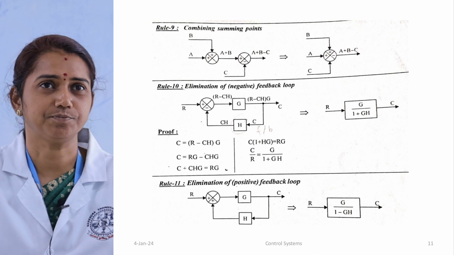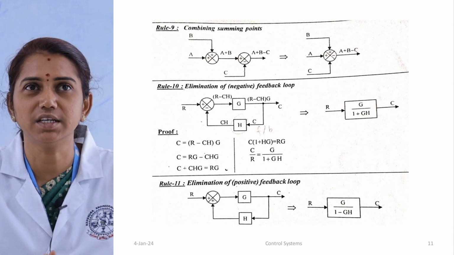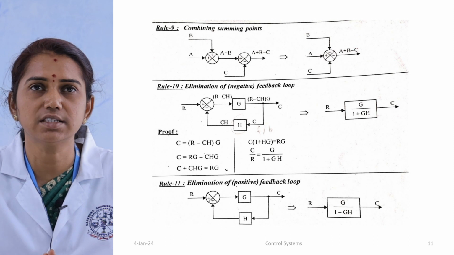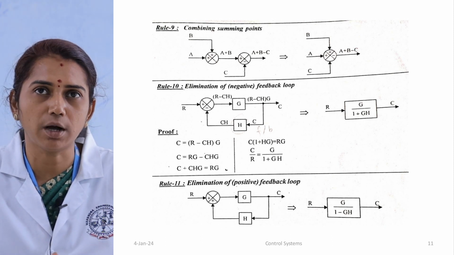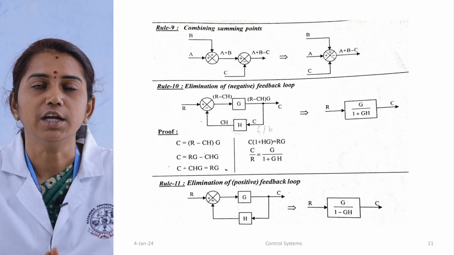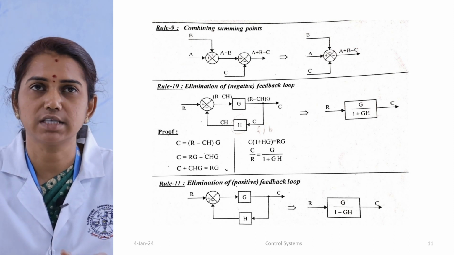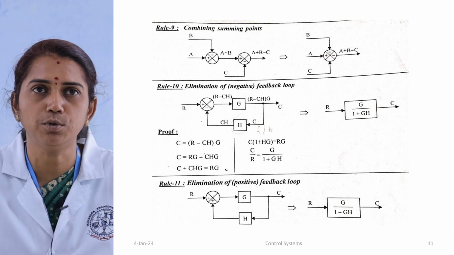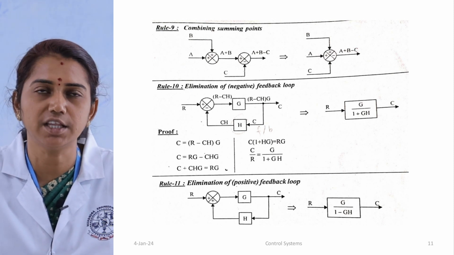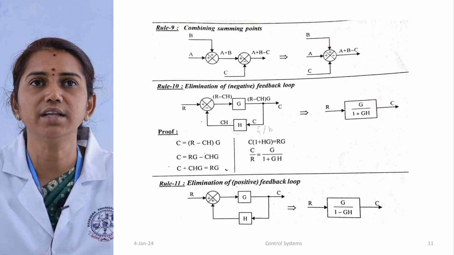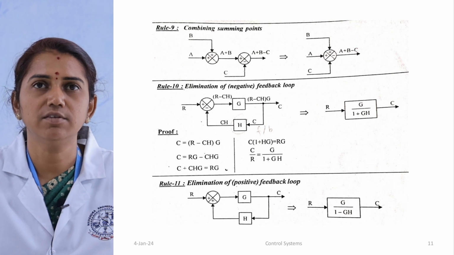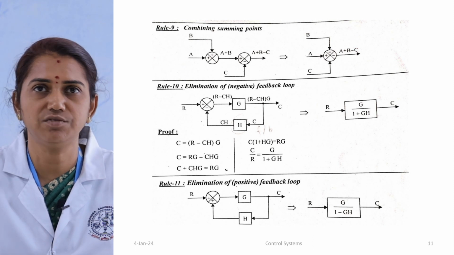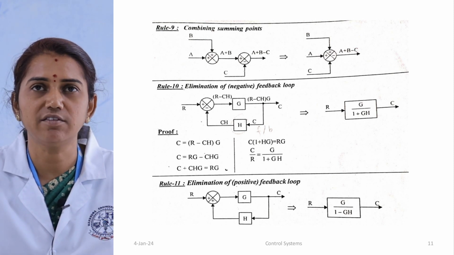Next, rule number 9, combining the summing points. Combining the summing points means that there are two summing points and we are just going to combine them into a single summing point. In the first summing point it is adding two inputs, and in the second it is adding another input. So we combine the two, with the same values: A and B with the positive sign and C with the negative sign. So the final value will be A plus B minus C.